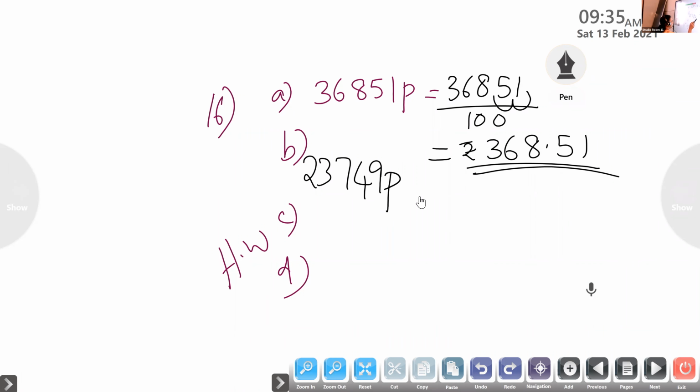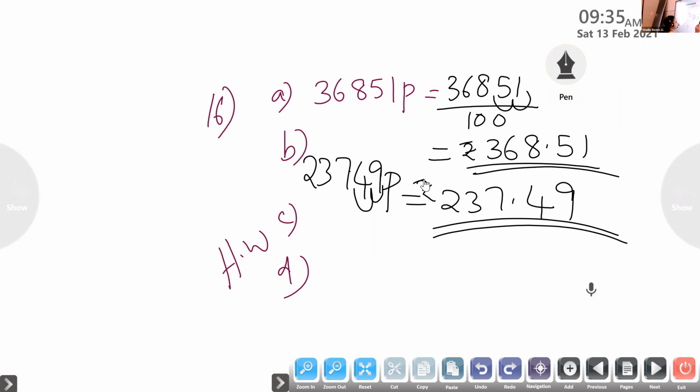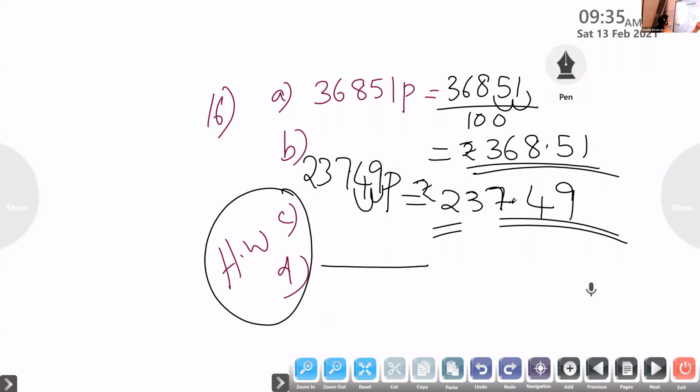23,749 paise. How can we convert? 1, 2. Put the decimal point. 237.49 rupees. Ma'am, I finished. Question number C and D, children, same like this. Put a decimal point only. So this is homework. Ma'am, C and D also finished.